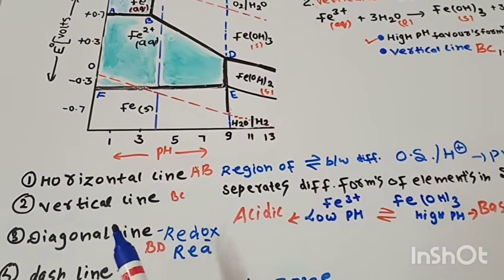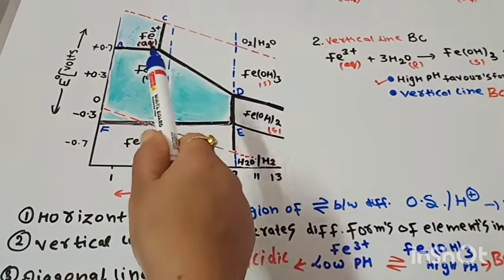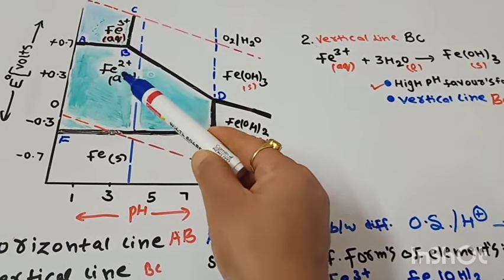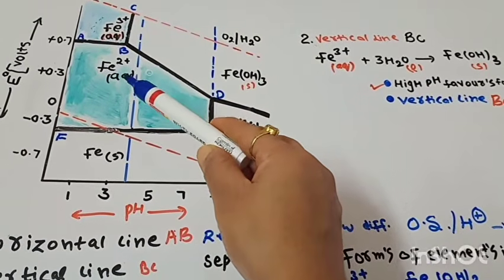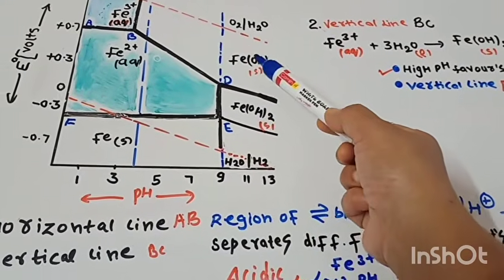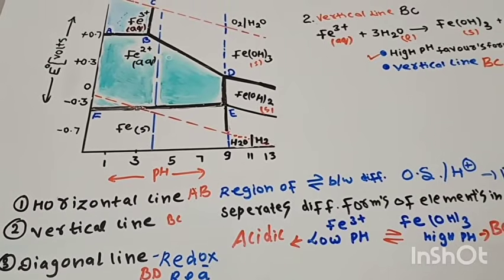So we can say that on this side is the acid area, and this side is the basic area. Now we can say our diagonal line, that is BD, is a diagonal line, and on this line different oxidation states can exist. Here on this side we can see our Fe2+, or ferrous, and on this side of the line there will be the ferric. So the different oxidation states will be there, and so redox reactions can take place.